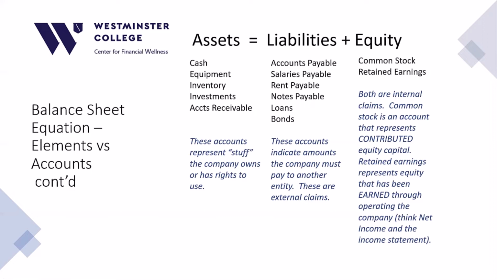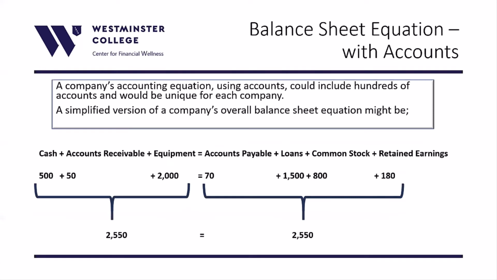Okay, so here are some examples of, again, the elements in the balance sheet equation and some of the accounts that are common to those elements. All right, illustrated here is an example of a balance sheet equation for a company. It shows that this company's assets of cash and accounts receivable and equipment are equal to the claims of the loan, the common stock, and the retained earnings. This is very, very simple math.